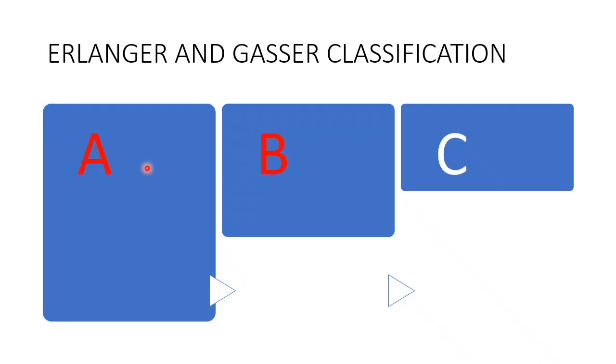And here these two fibers are denoted by different colors. Red color signifies that A and B are myelinated, and C fibers are not myelinated.